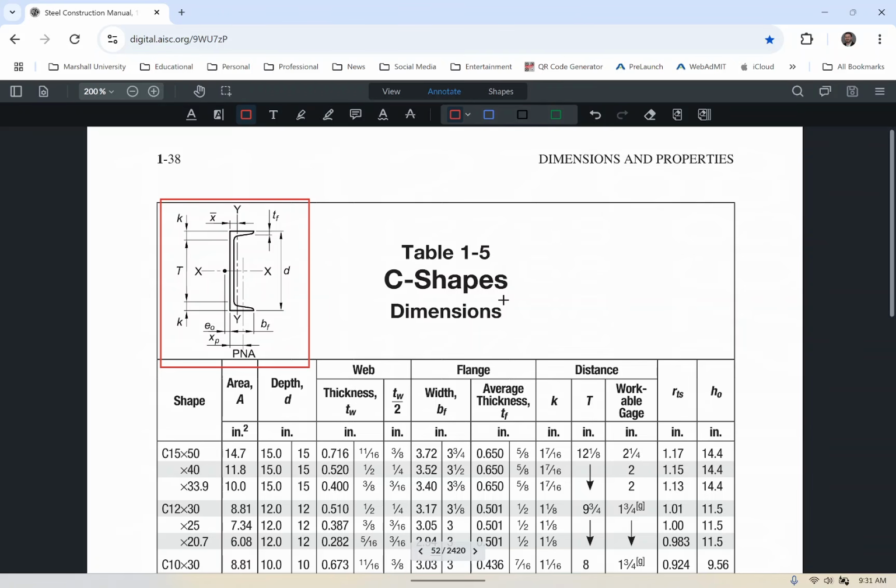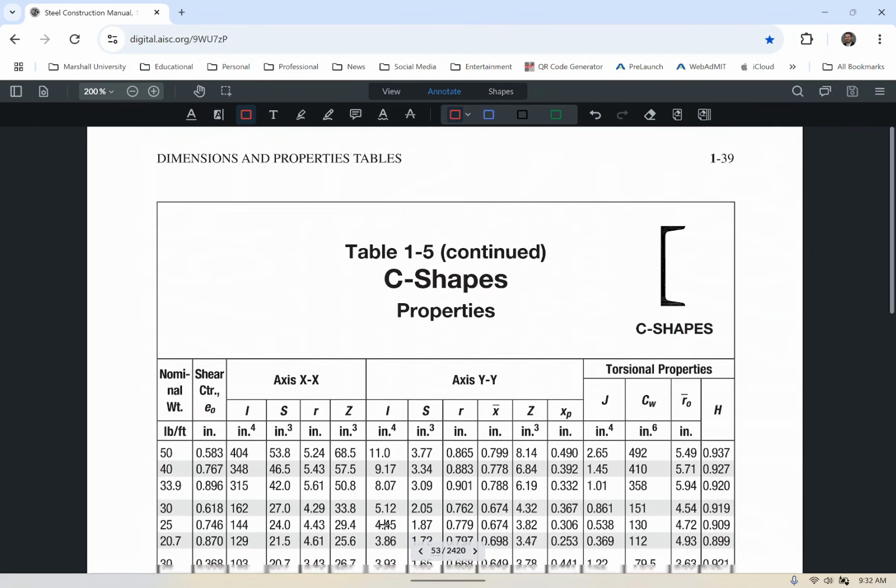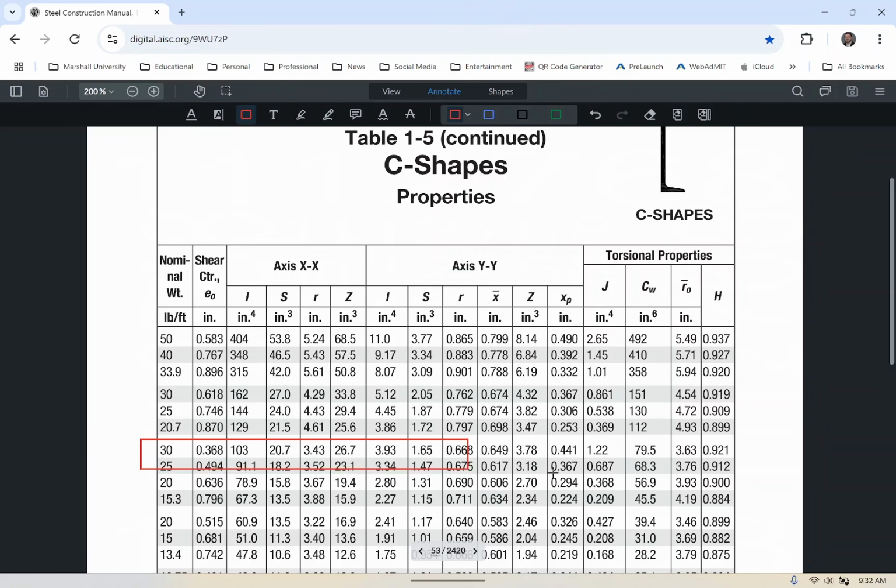Now, by the way, the centroid, see how we've got this XX line and this YY line? Y'all see that? So that's the centroid right here. And so the connected face is going to be right here. So which term is the distance from the connected face to the centroid? Which term in the schematic are we going to be looking at? X bar. Okay. And so for a C10 by 30, which is this shape right here, we look up the X bar, and we get what? 0.649. Does everybody see that? So that's our value.